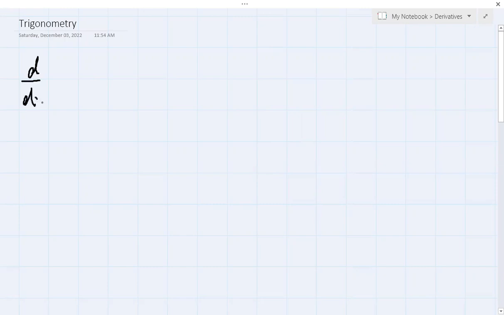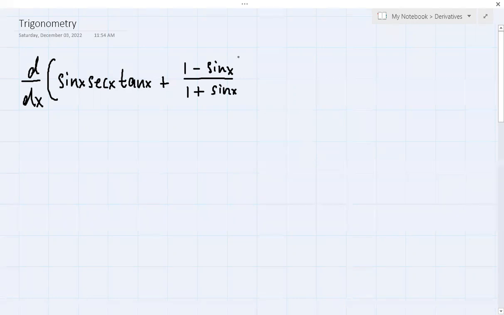So this one is actually the challenging question or problem rather. So we have the derivative of sin x, secant x, tangent x plus 1 minus sin x all over 1 plus sin x. This is actually challenging. Can you solve this one? The answer is yes. As long as you know the product rule, quotient rule, sum and difference rule, at saka yung mga basics niya, it's easy.